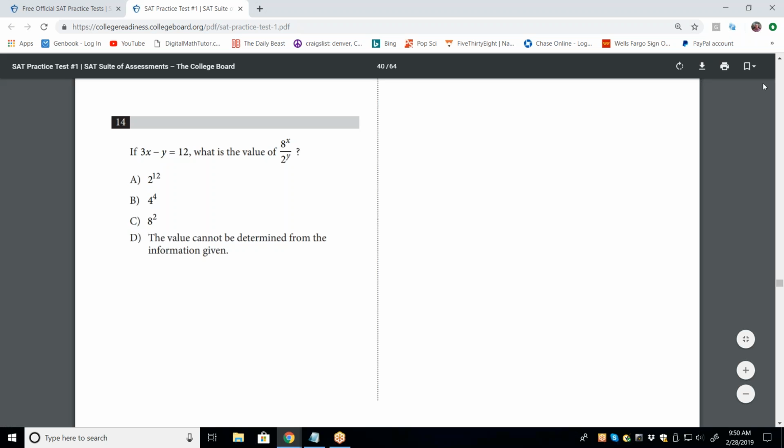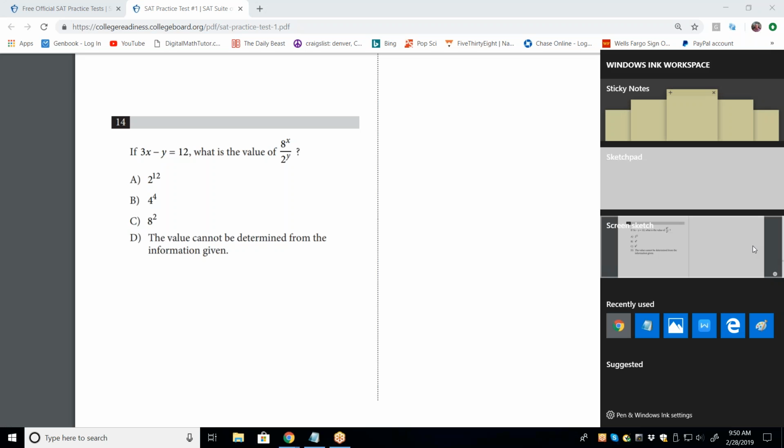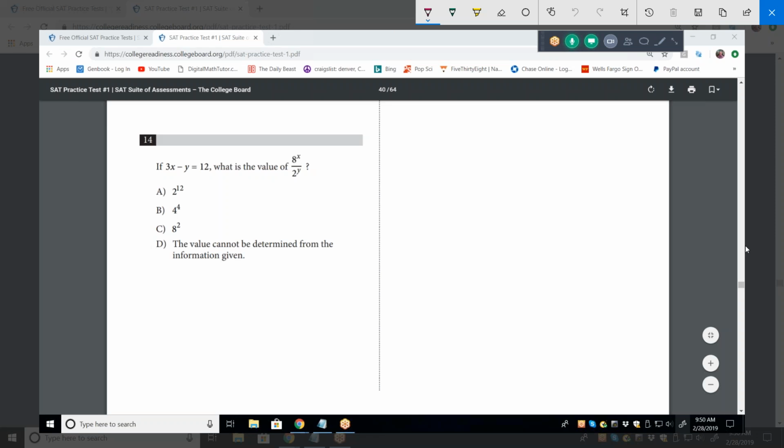All right. So here they give us a linear equation. It just has an x and a y in it. Remember that the graph is a line, and they want to know the value of this exponential equation.